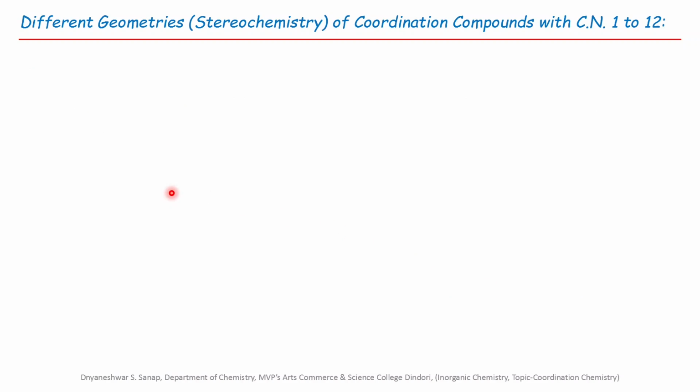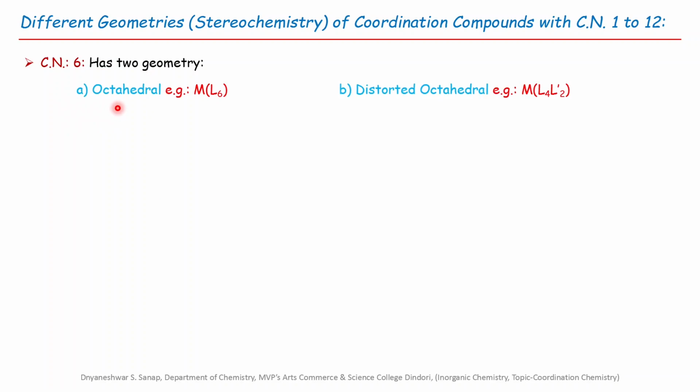The next coordination number is coordination number 6. Basically, coordination number 6 has two geometries. The first one is octahedral geometry and the second one is distorted octahedral geometry. The example for octahedral geometry is ML6, that is, a metal with 6 identical ligands, and the example for distorted octahedral geometry is ML4L2. That means there are two sets of ligands. One set has 4 ligands and the second set has 2 ligands.